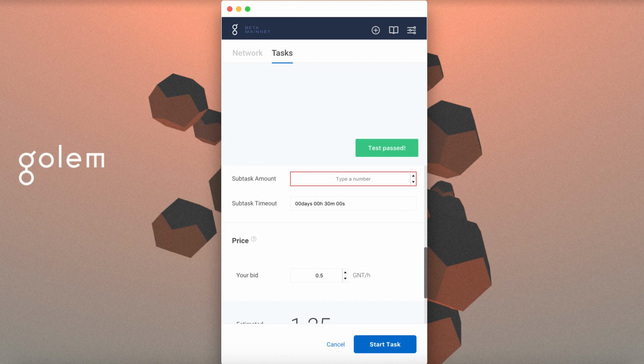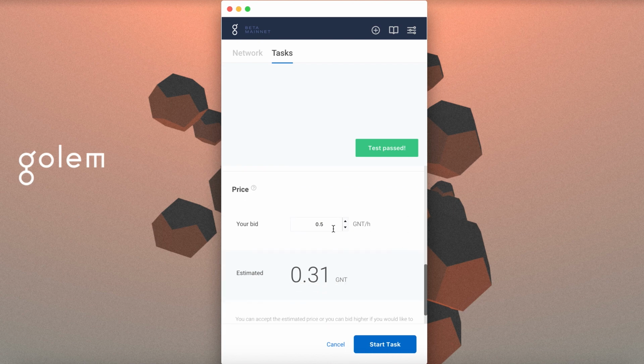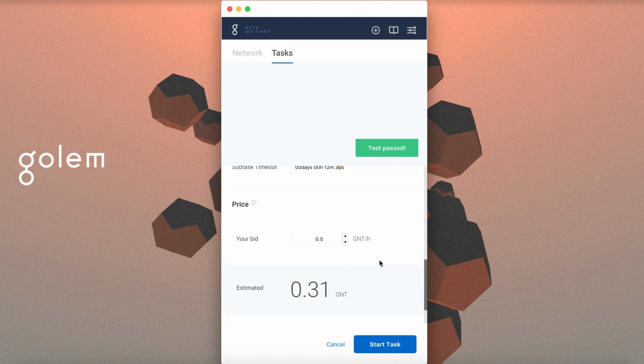If you choose 3 subtasks at 0.5 GNT per hour, and a 12-minute and 30-second subtask timeout, then your price will be 0.31 GNT. Since pricing is directly tied to your subtask timeouts, it's important to test your typical workflow a few times before submitting tasks to the mainnet network. This way, you can determine the best settings for the lowest price.